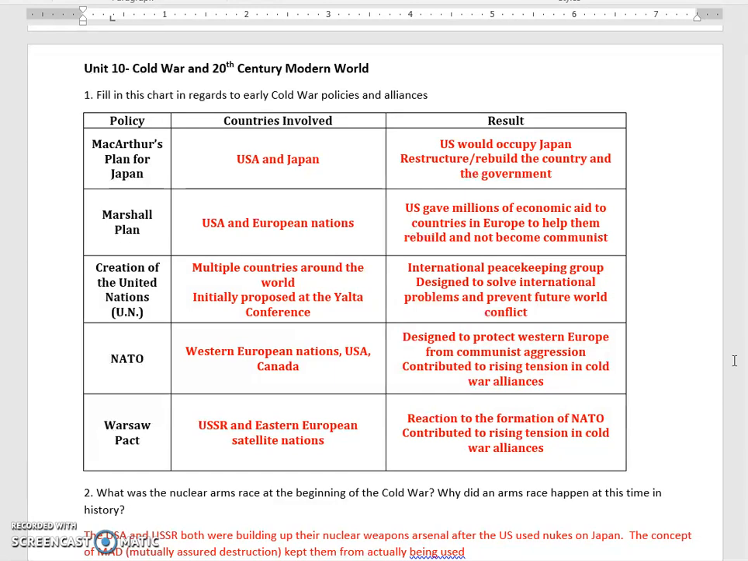The Marshall Plan was designed for Europe. It was an economic aid program where the U.S. gave millions of dollars to countries in Europe to help them rebuild from World War II, and of course to try and prevent them from becoming communist.